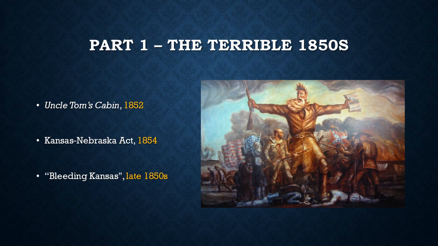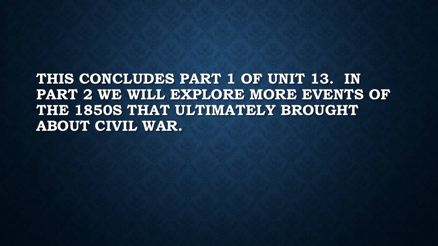Okay, so we covered Uncle Tom's Cabin, the Kansas-Nebraska Act, and Bleeding Kansas. And this will conclude part 1 of Unit 13. In part 2, we're going to explore more of the events of the 1850s that ultimately brought about the American Civil War.